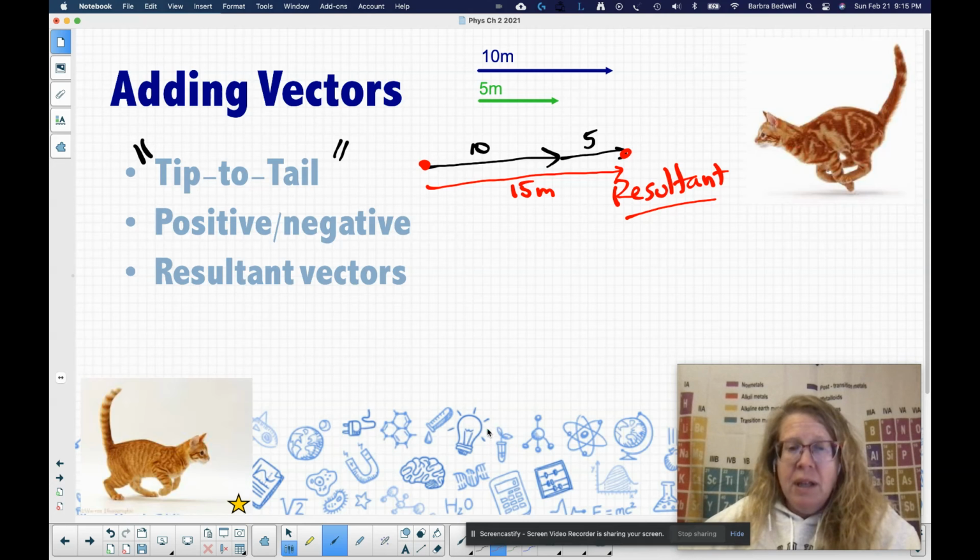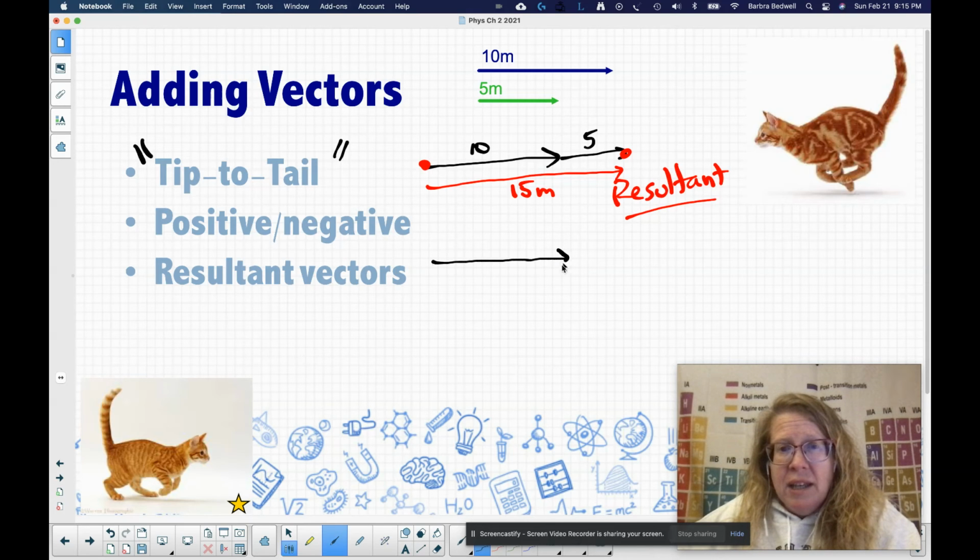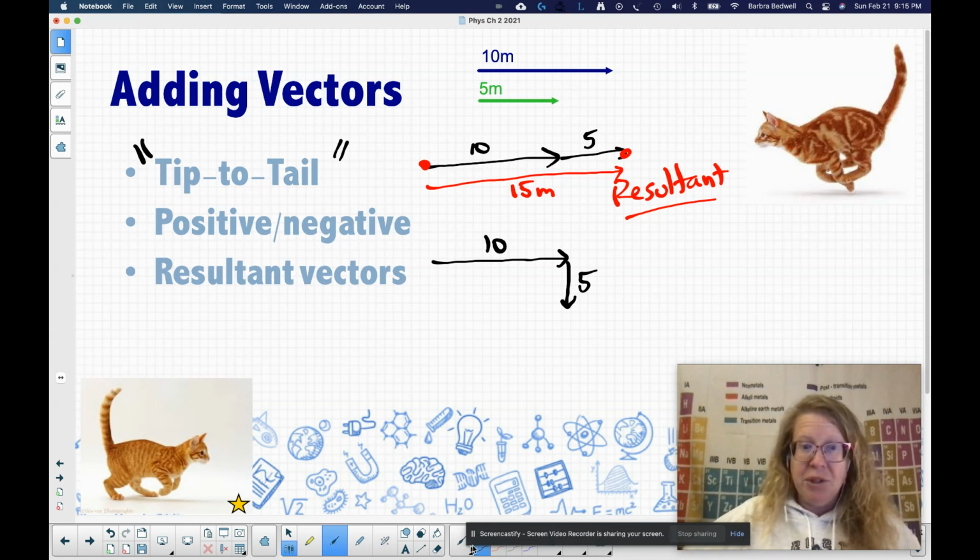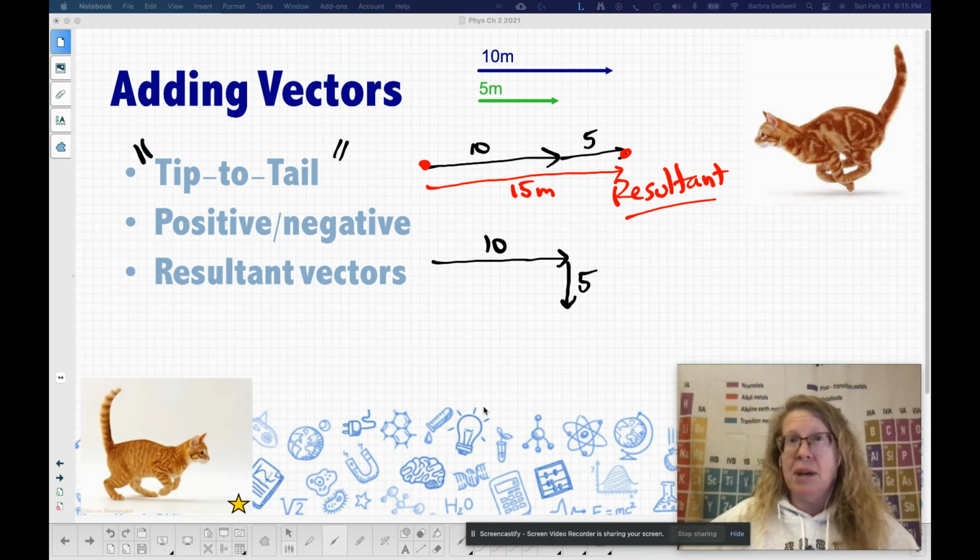Another possibility is that they're either going the same direction or opposite directions, right? Oh, I can do an angle one. So if they're going forward 10, like that, let's say they went this way 5. That. So now where's the resultant? This is a little bit easier to see where the resultant is. Actually, students have an easier time with this one.